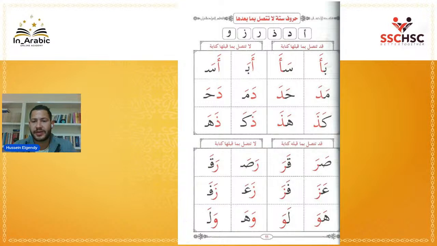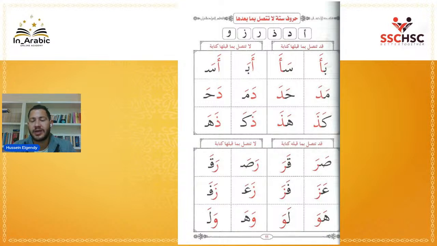Then here we have 6 letters in the Arabic language that are sometimes not connected with what's after them. Let's see what we have: alif, dal, dal, ra, ra, zay, and waw. These 6 letters cannot be connected to the letter that's coming after them. They could be connected to the letter before, but not the letter after.